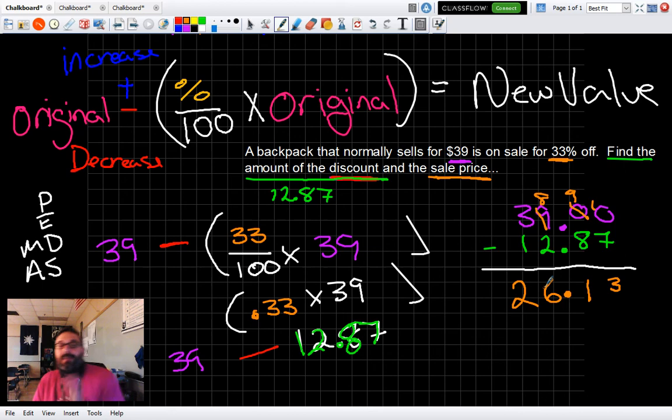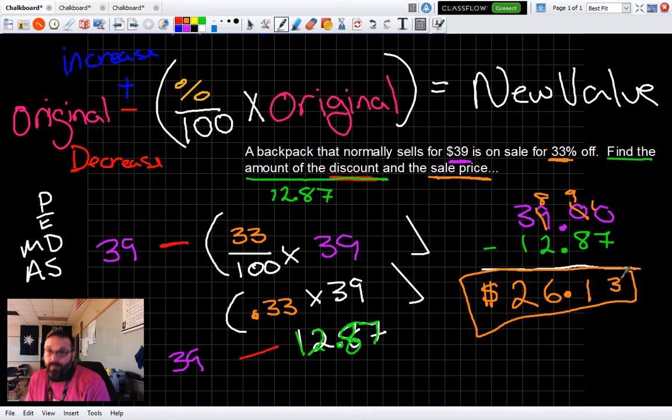So if I get a backpack that is on sale for 33% off and it was originally $39, I will be paying $26.13 before tax. Remember, there's always another percent that we have to change. So you would have to add the tax to it. For the purpose of this math, $26.13.